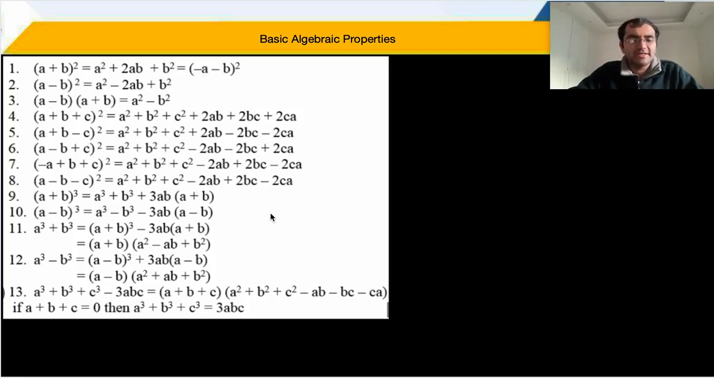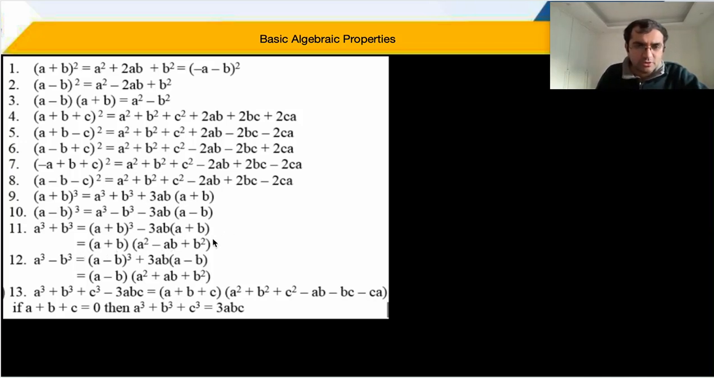Ninth property, ninth and tenth are the properties for cubes. So a plus b cube is equal to a cube plus b cube plus 3ab into a plus b. 10th उसी का variation है, b की जगह माइनस b रख दीजिए, ठीक है. Then a cube plus b cube comes from the 9th property only. What they've done is that from the 9th property, they've just taken 3ab into a plus b on the left hand side and then उसको expand कर दिया है.